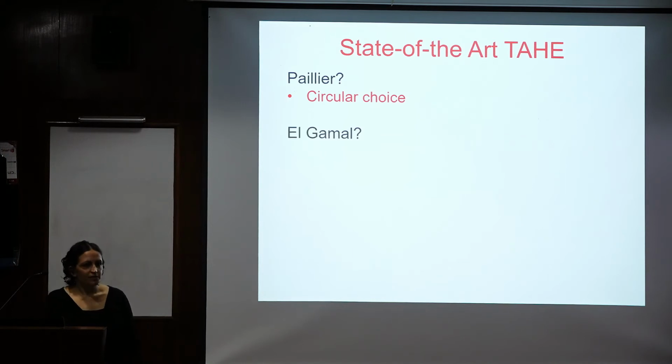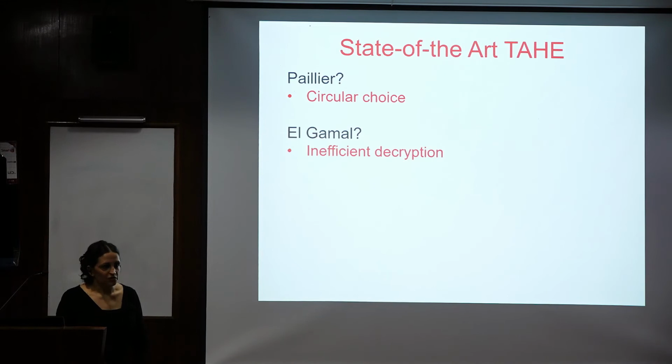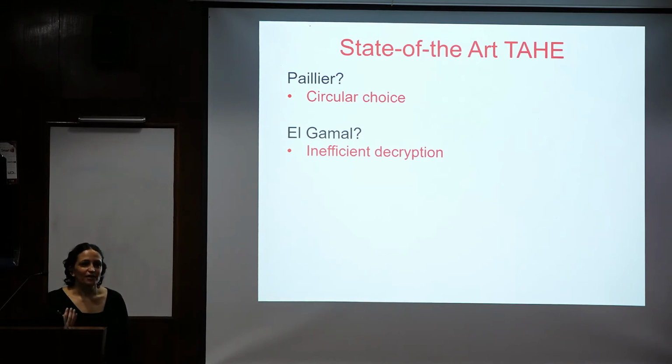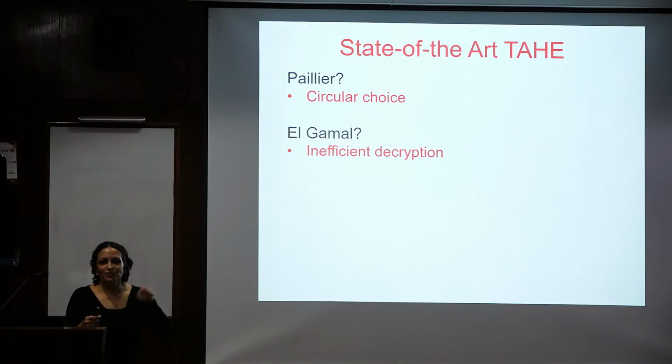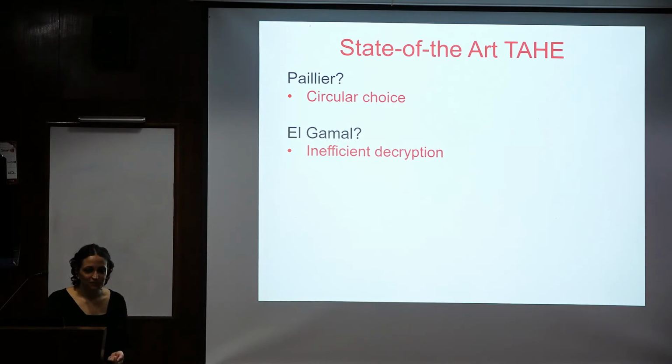What about El Gamal? What's the problem with El Gamal? Well, if you want additive homomorphism, it operates in the exponent, so it's inefficient to decrypt. You can use El Gamal with the additive operation only if the domain of the plaintext is very small, so you basically do brute force when you decrypt.